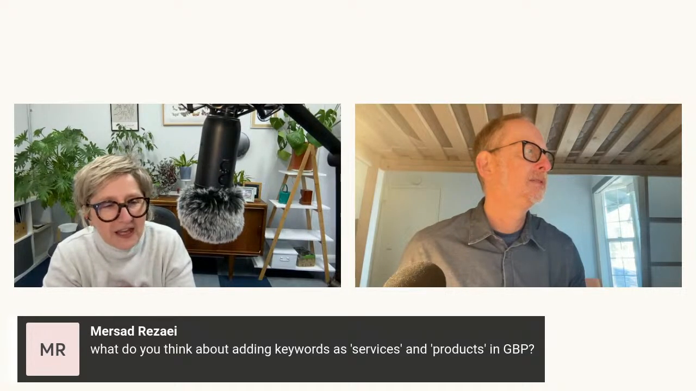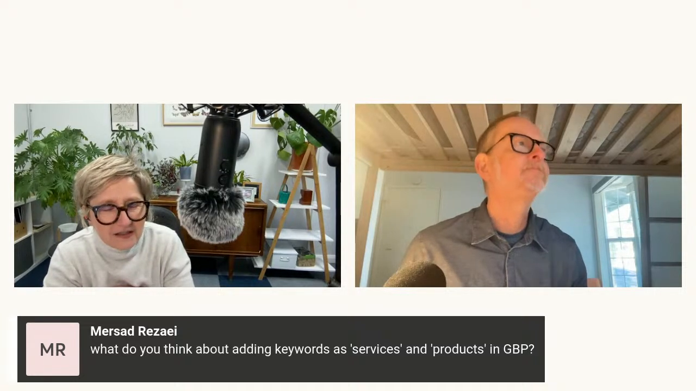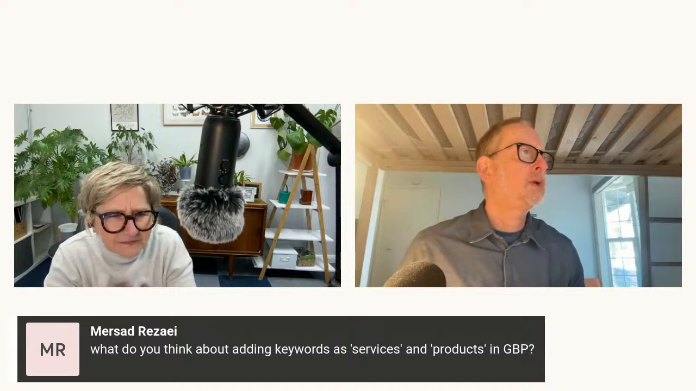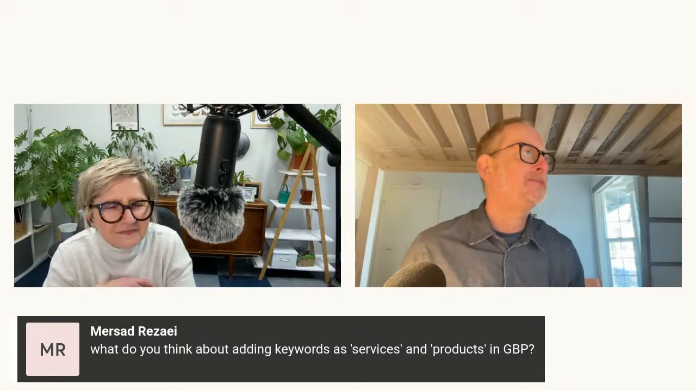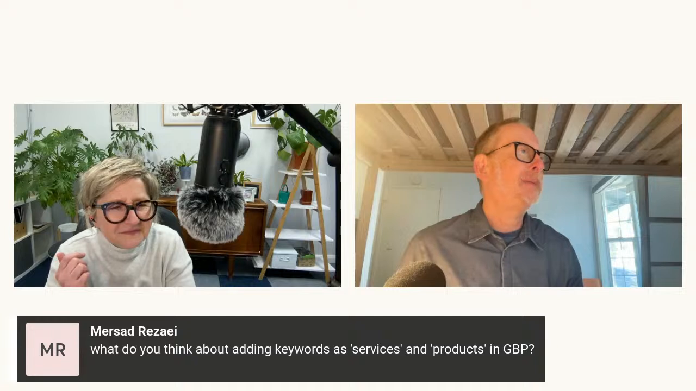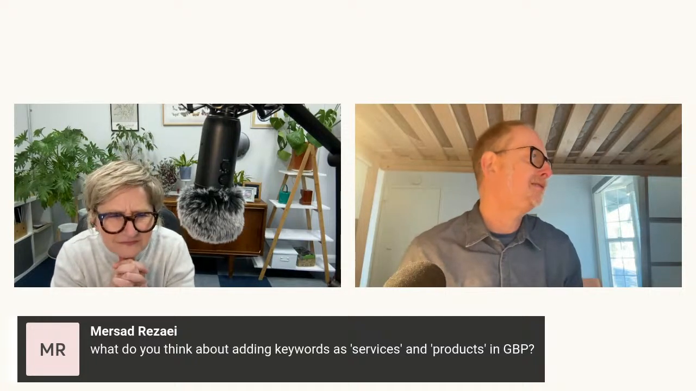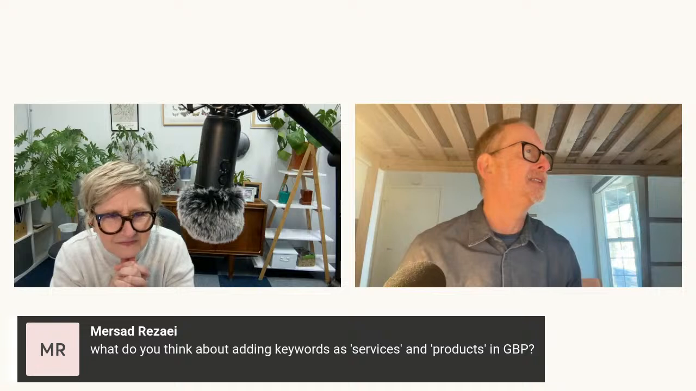What do you think about adding keywords as services and products in GBP? Couldn't hurt. I wouldn't get overly spammy with those things. But yeah, if you do teeth whitening and you're a dentist, why not add that? It might on the margins help you rank better for those things. I don't know, Claire, have you seen like, oh, I added 20 services and suddenly I was ranking for everything kind of thing?